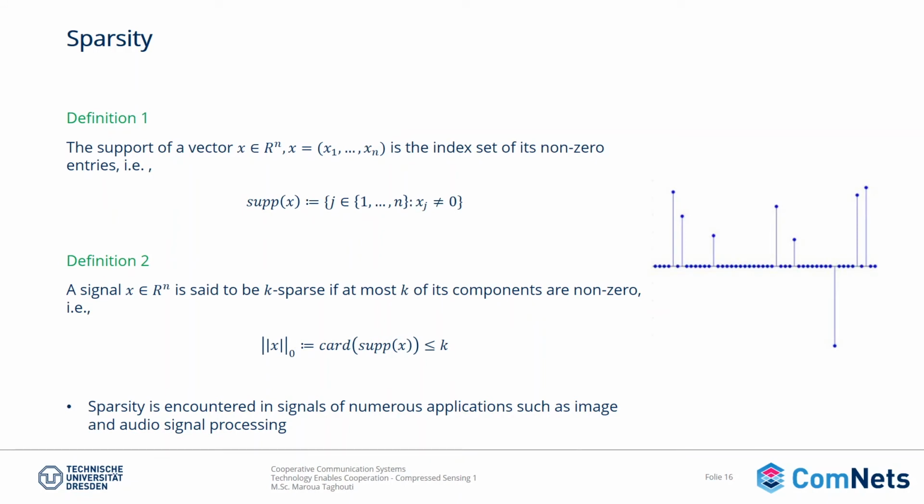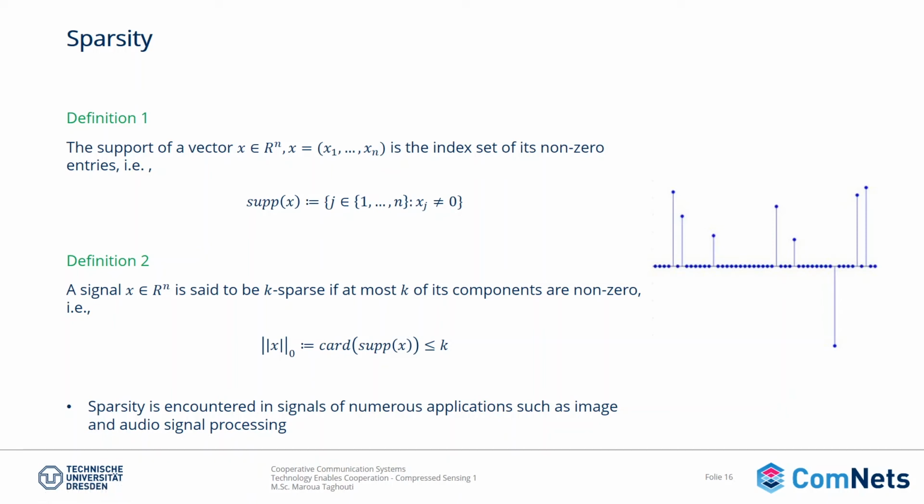So the definition of sparsity is actually related to the support. We are trying to find a support of a vector x, where the components are x1 until xn, and it is the index set of its non-zero entries. And you can see here in this example that most of the elements are zero except a few: 1, 2, 3, 4, 5, 6, 7, 8, if I'm not wrong. So here the support is composed of 8 elements. The first one should be 5, the second should be 7, and so on and so forth.